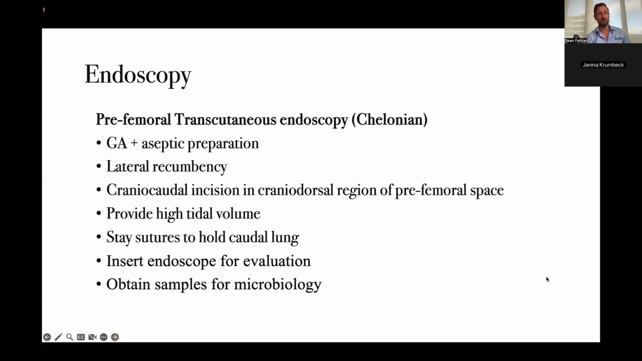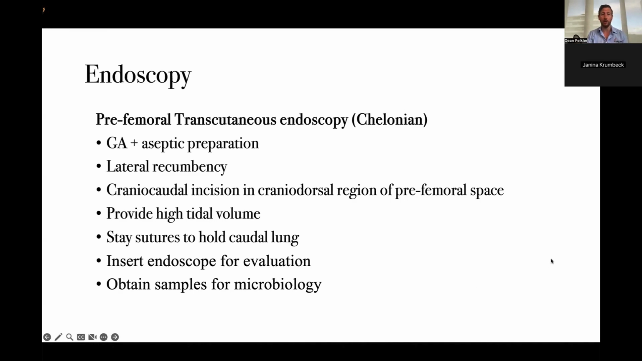So similarly for chelonians, you can do a transcutaneous approach. The least invasive way is to do it transcutaneously through the prefemoral space. Again, you want the patient anesthetized, aseptically prepared, in lateral recumbency, and then you do a craniocaudal incision at the craniodorsal region of the prefemoral space, just because obviously the lung field is going to be dorsal.